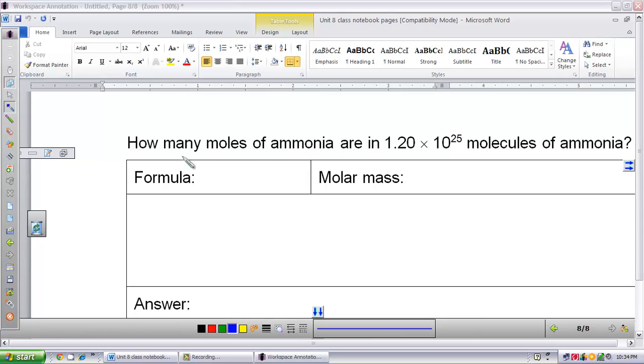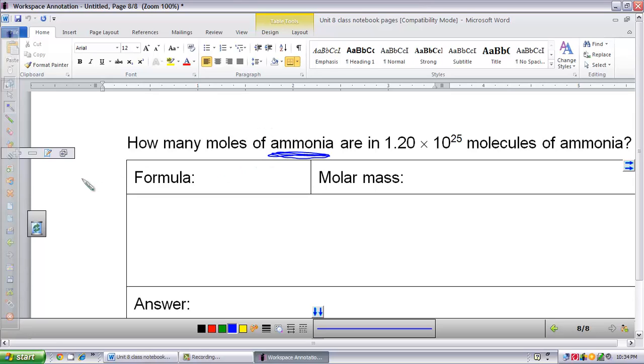Okay. Here it asks for how many moles of ammonia. Ammonia is not on the periodic table, nor is it on your chart on the back. You just have to know. You do see ammonium on the back of your polyatomic chart, and that gives you a clue, but ammonia has a formula of NH3. It's just something you're going to have to know.